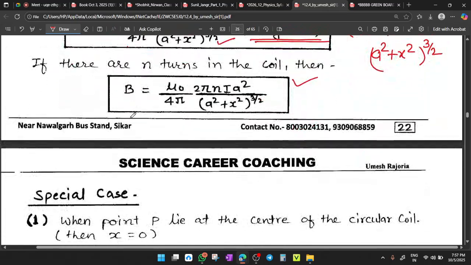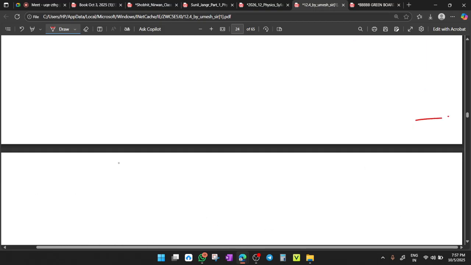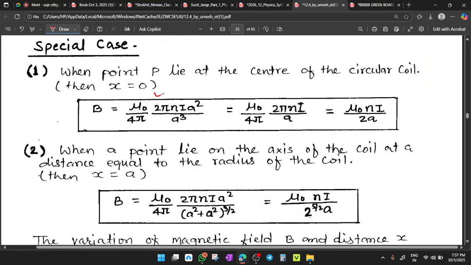So this is the complete derivation for the axial position on the axis. Okay. If you want to find the intensity at the center of the loop, you have the intensity at distance x, but for the center, x will be equal to 0. So if x equals 0, B equals mu naught upon 4 pi, 2 pi n I a square upon a cube. a square will cancel with a cube and only a remains, so the answer is mu naught upon 4 pi, 2 pi n I upon a, that is equal to mu naught n I by 2a. Same result we have obtained here.